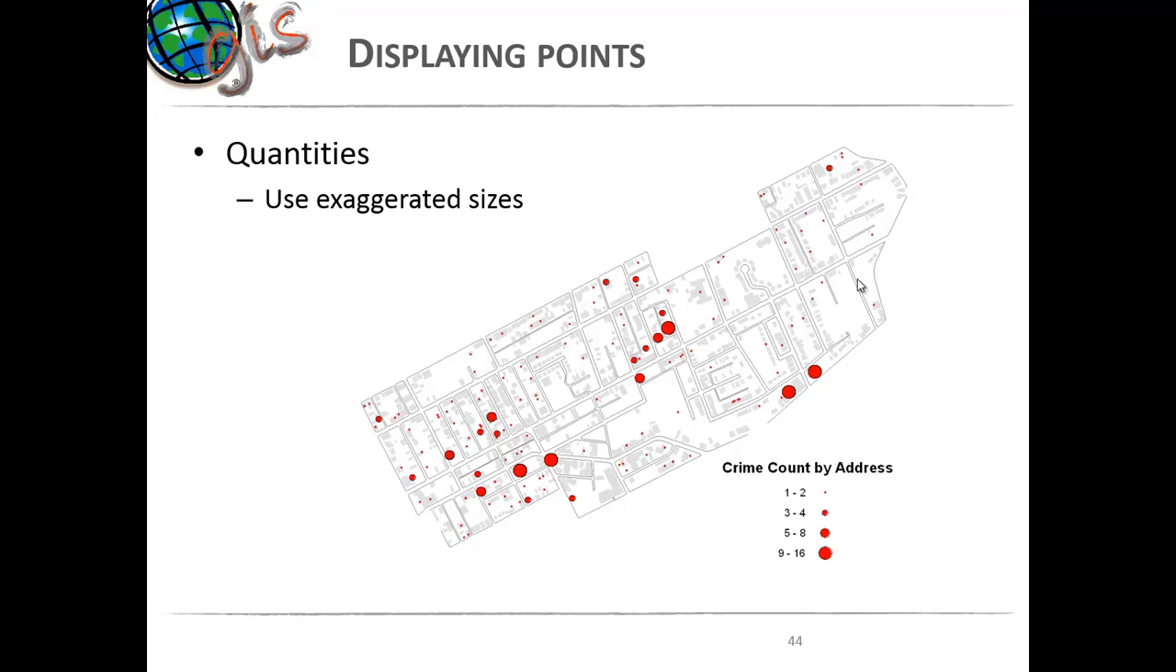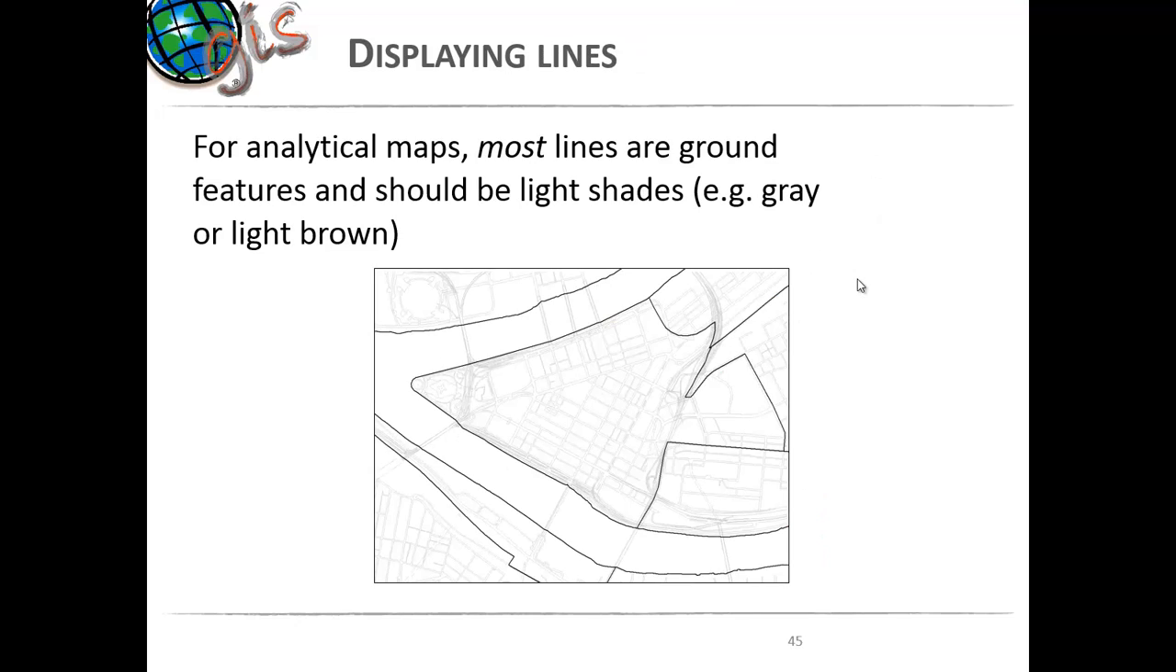So instead of actually using colors, it is extremely useful to use quantities by exaggerating them by sizes. So if you group them by address and do the crime count by address on a map, it becomes extremely useful to identify patterns and display the same information in a very effective manner in this map. So again, it depends on what you're trying to do with the map.